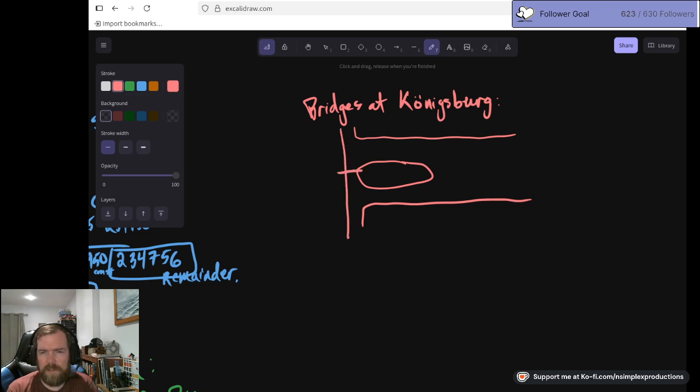Something like this. There's a bridge here, there's a bridge here, there's a bridge here, bridge here, bridge here. Maybe one more. Either way, this will work. So yeah, you try to go over all of the bridges and reach all of the land masses. And no, that didn't work because we could just go like that.